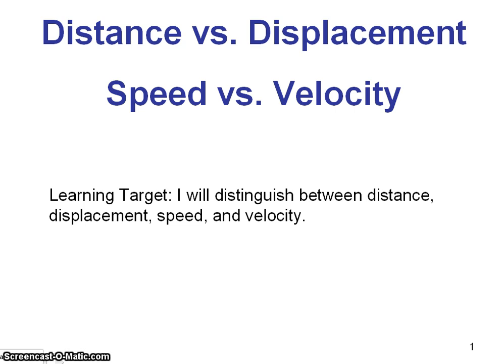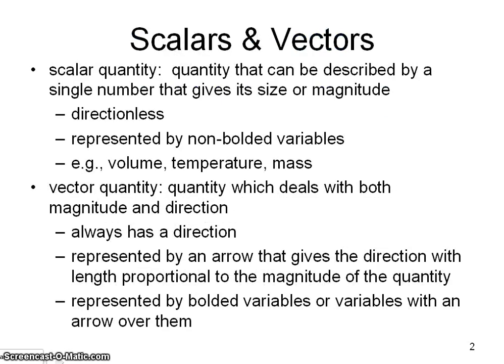These are mostly vocab notes on distance versus displacement, as well as speed versus velocity. Our learning target is: I will distinguish between distance, displacement, speed, and velocity. First thing we've got to talk about: scalars and vectors.